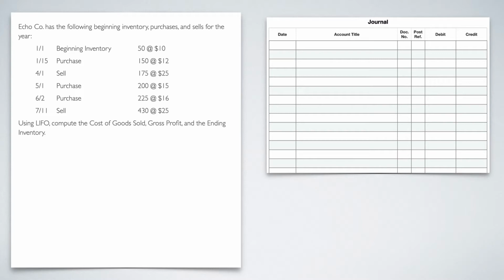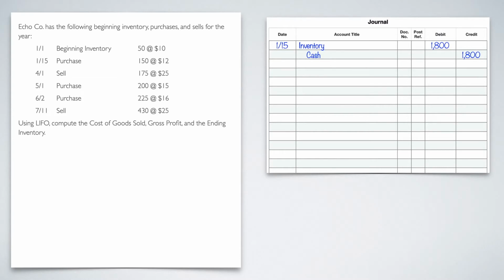That's the whole purpose of this: to figure out what it cost us in terms of inventory and what we are expensing. So this one should probably go pretty quickly, assuming that you watched the FIFO video right previous to this one. So let's go through it. First one, we don't do anything with the beginning inventory once again. Then we have the January 15 purchase of 150 at $12 each. That journal entry is going to be the same, still inventory cash at $1,800.